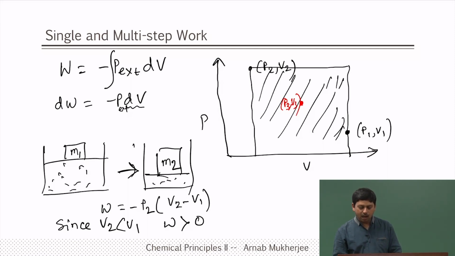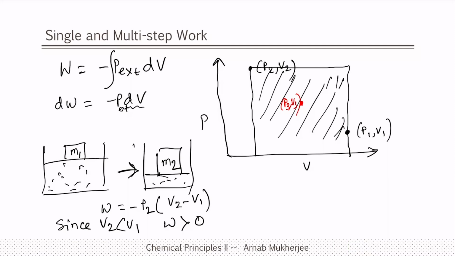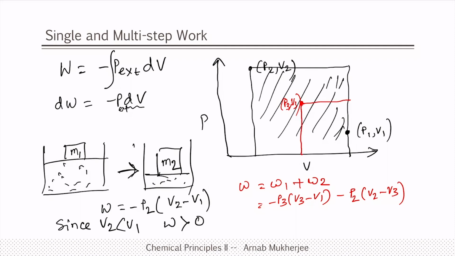Now, in that case, how much is the total work done? So, now our W has two steps, W1 and W2. For the W1, we go from P1 V1 to P3 V3. What will be the work done? Minus P3 (V3 minus V1), okay, minus P2 (V2 minus V3). Okay, acceptable? Now, let us draw that graphically and see what we get. We get this region and we get this region.